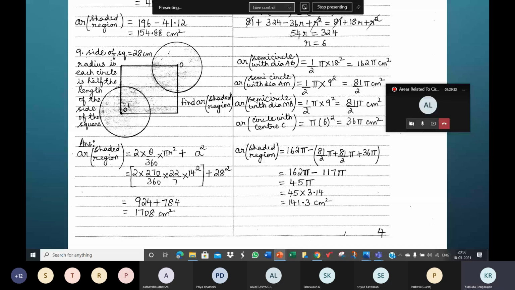Her answer is right. Radius is 7 centimeters. She's right. Ravya is right, 7 centimeters. Try, children. Ma'am, I found out my mistake. I took the length only of the arc and not of the 2 radii. Correct, correct.